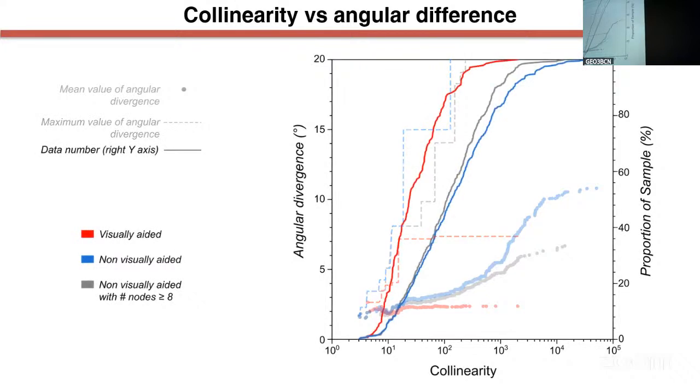And last but not least, this is the data number. The blue is the novice user. The gray is the novice user, but using only traces with a minimum number of nodes. I want to exclude the 3-point picking methods. Well, the result is that essentially, if we want to obtain some meaningful result, we have to discard all the traces with a collinearity above, let's say, 50, which means essentially more than 80% of the traces.